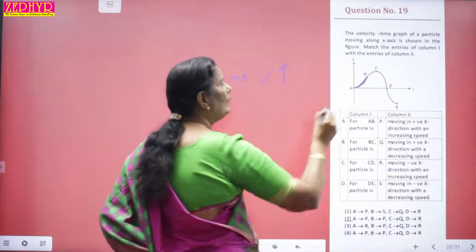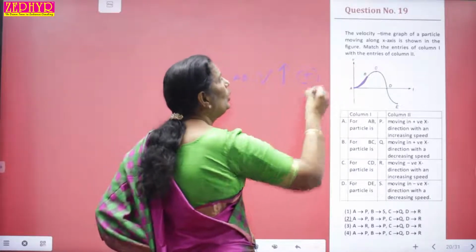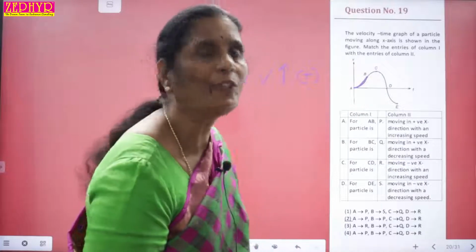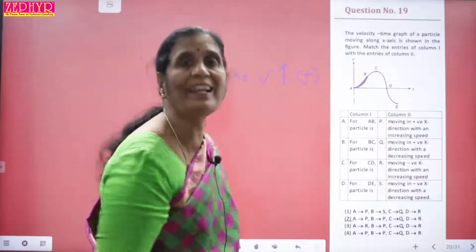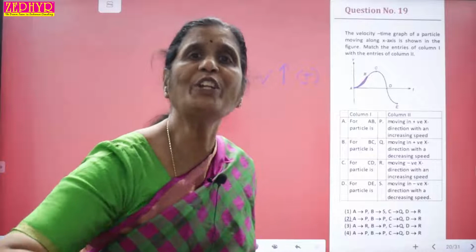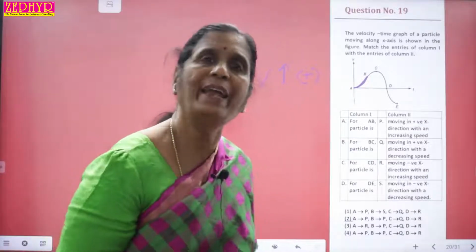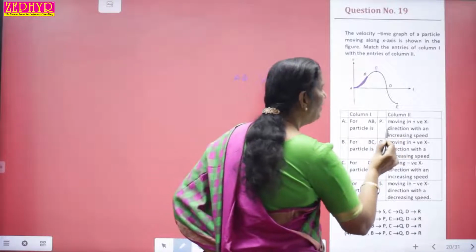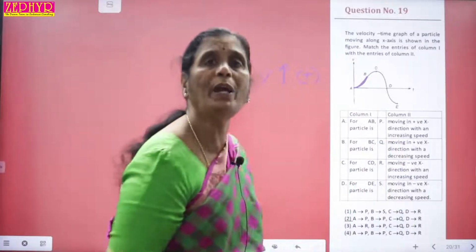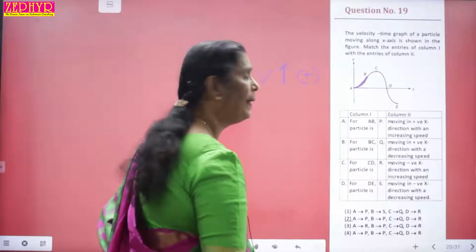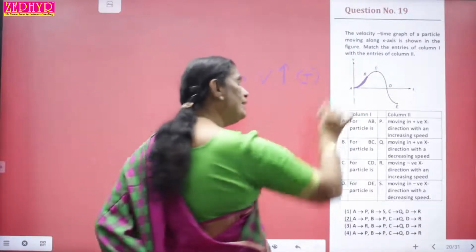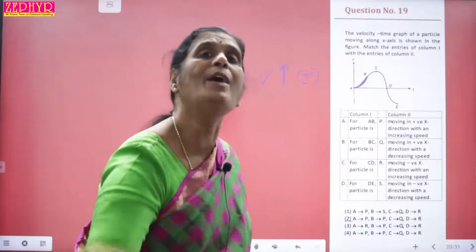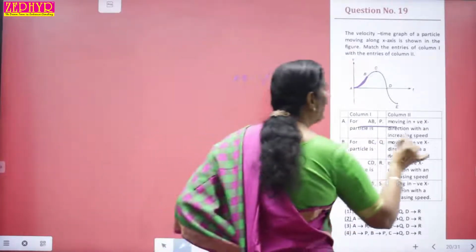Look, velocity is positive, and it is increasing. If it is positive, it will move along the positive direction of the x-axis. So for AB, velocity is positive, so it is moving along the positive direction of the x-axis, and velocity is increasing. So we can take it like that.